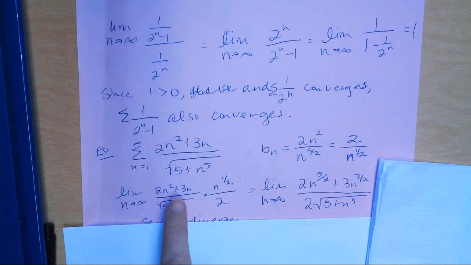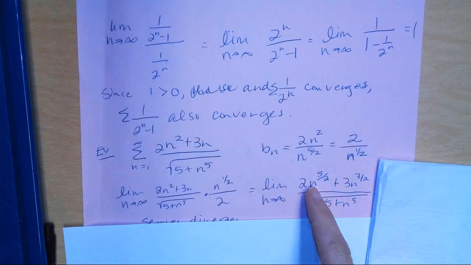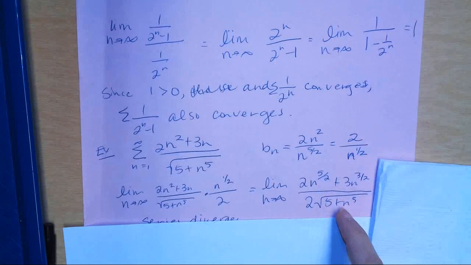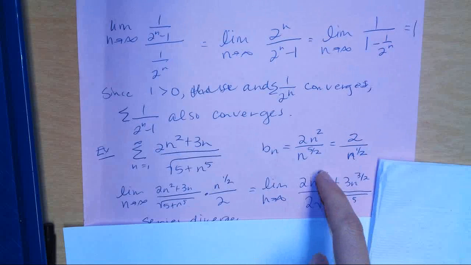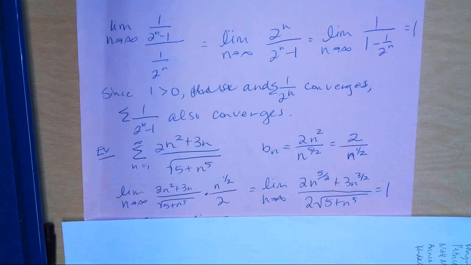If we multiply here, we get 2 n to the 5 halves over 2 n to the 5 halves. Right, this is n to the 5 halves, this is n to the 5 halves. 2 n to the 5 halves over 2 n to the 5 halves is going to be 1. Everyone follow? So what does it tell us? Divergent.